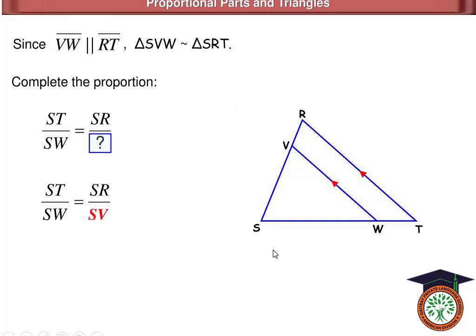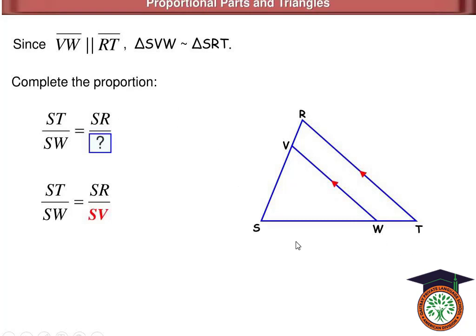Let's see. Here we have a triangle, and we have here VW parallel to RT. VW is parallel to RT, and this is the parallelism. Triangle SVW, the small one, is similar to triangle SRT as we see. This is from our theorem. So let's complete this proportion.